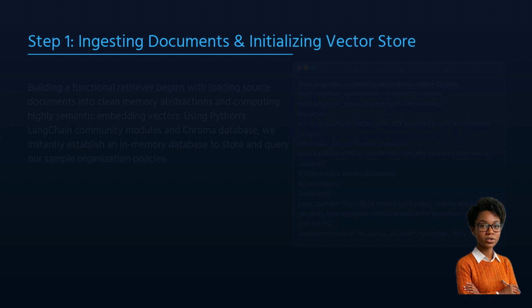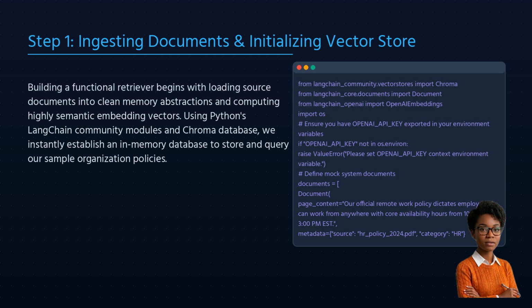First, we need to ingest our unstructured data. Here, I will implement a modern script utilizing ChromaDB and standard OpenAI embeddings. We define two document objects representing internal human resources and financial policies.